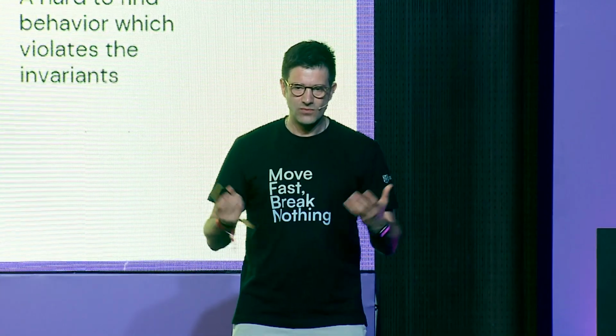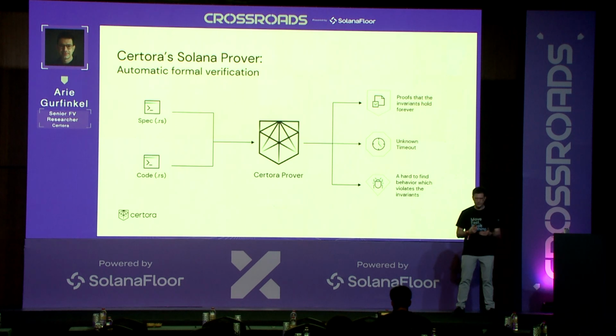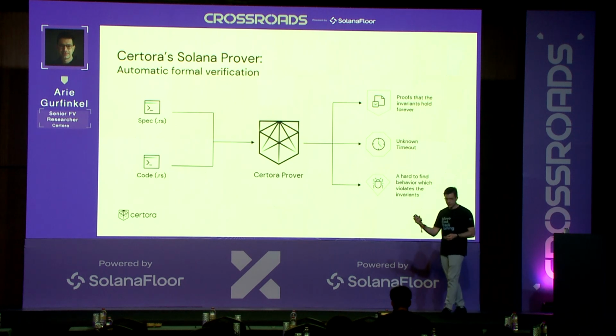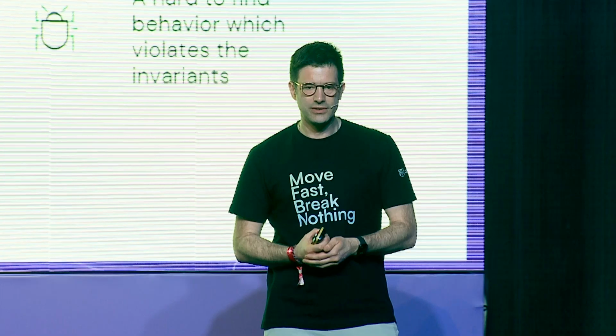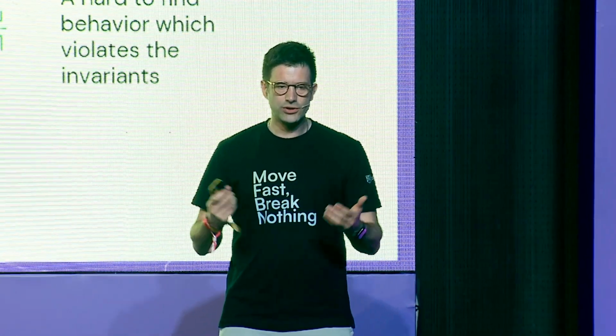Now, what happens under the hood, where the technology comes in, is this thing called Certora Prover. Certora Prover is a formal verification tool that works in DeFi and now works on Solana. The way it works is conceptually quite straightforward. An input to it is the source code of your protocol and specifications. What do you want the protocol to do?